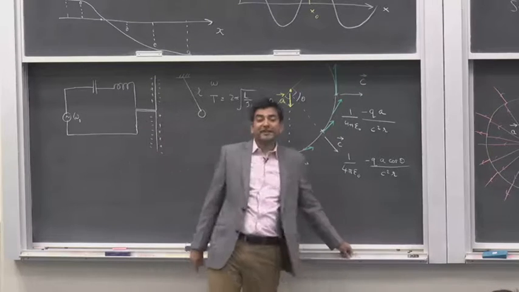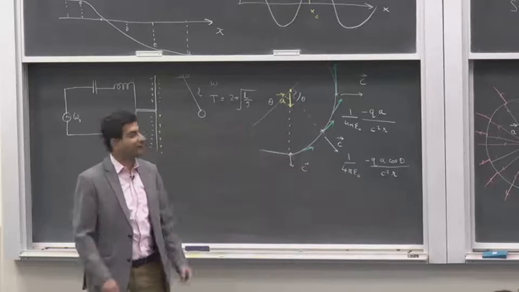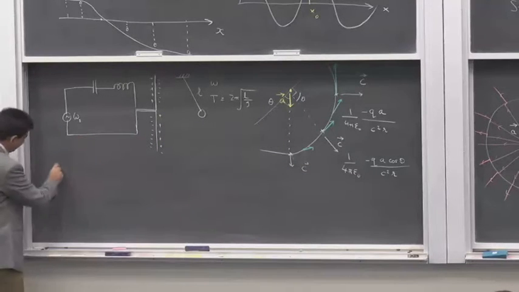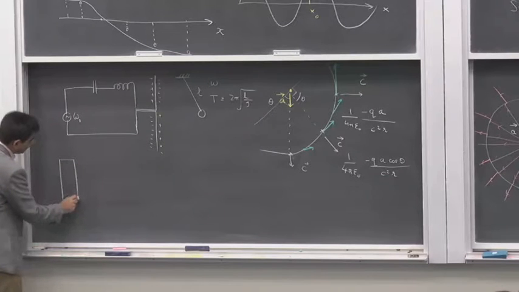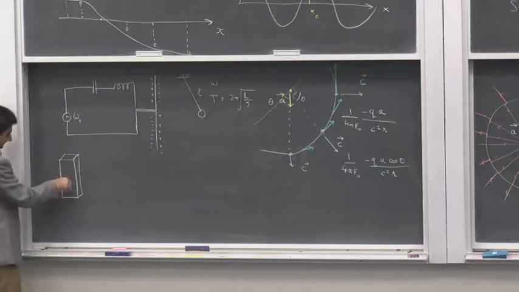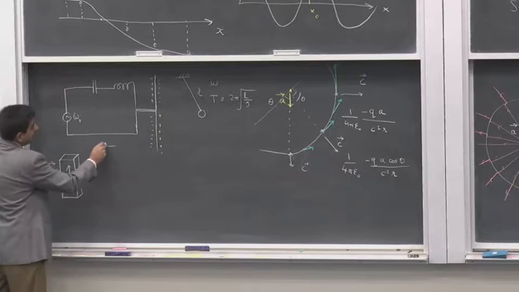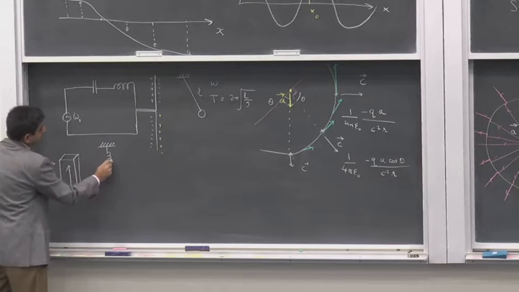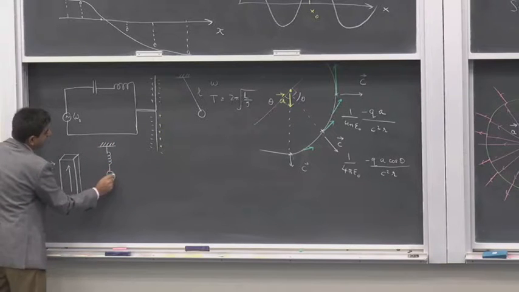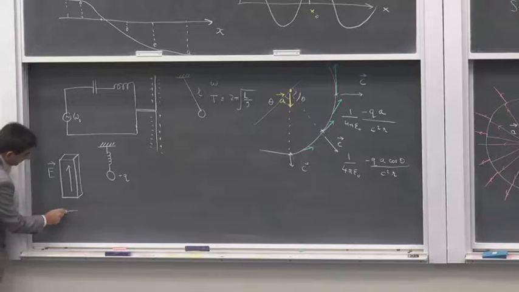Now this electromagnetic wave carries energy with it. So I have an electromagnetic wave. Let's consider our slab again. The electric field is pointing in this direction. I have a spring and a charged particle plus Q attached to the spring. Suppose this length is D.